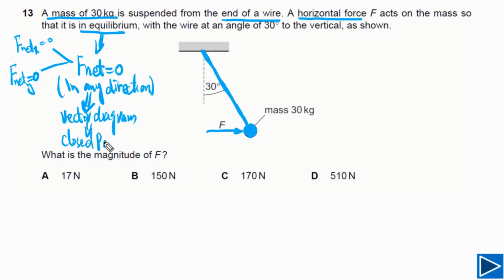It can be a triangle, a rectangle, or a polygon. They must form a closed polygon. We will use this vector addition method to answer this question. Let's try to draw the vector diagram.